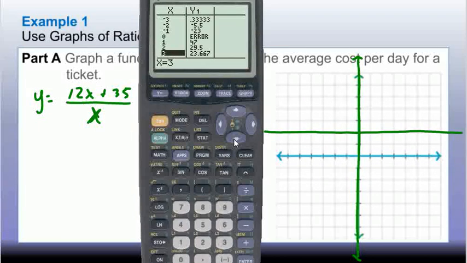Now let's plot our points down. So if we did 1, it would be at 47.